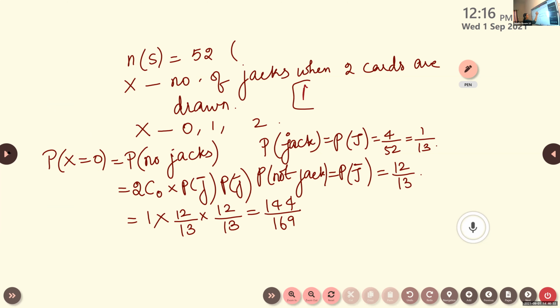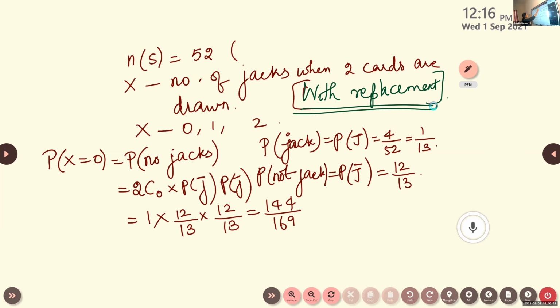Sorry, not without replacement; here we do it for with replacement. When we replace the card, the total number of cards is not changing. That is why we get 12 by 13 for the first card and the second card also 12 by 13. Is it clear? Note it down, and we will be doing this question once again for with replacement.